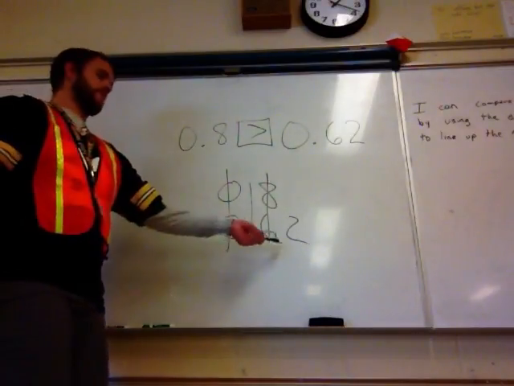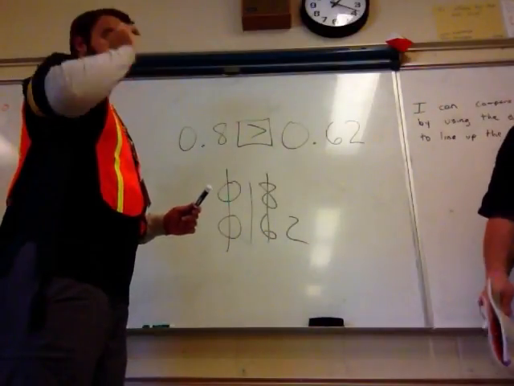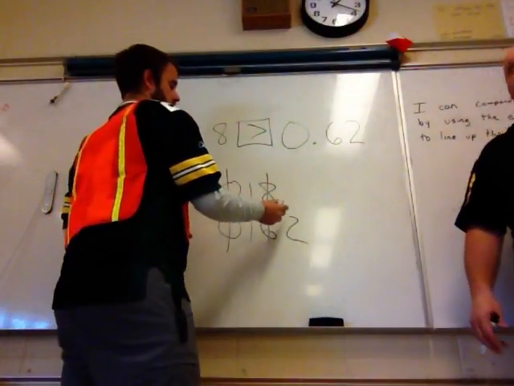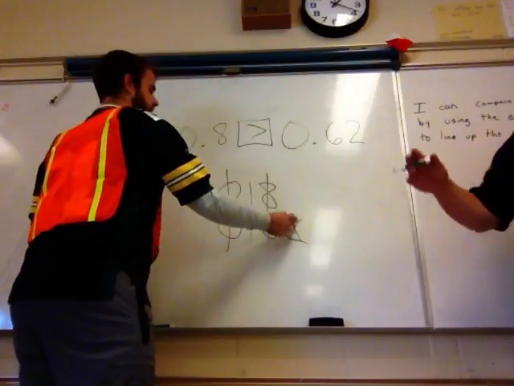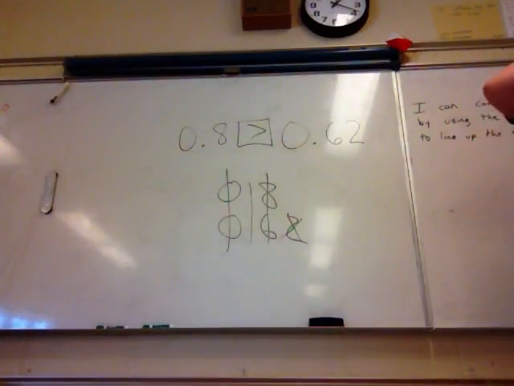As soon as you find the first common place value that has a difference, they're different, that's your winner. And you don't even need to compare this two. Who cares? This 2 doesn't matter anymore. All right. Fist to 5.